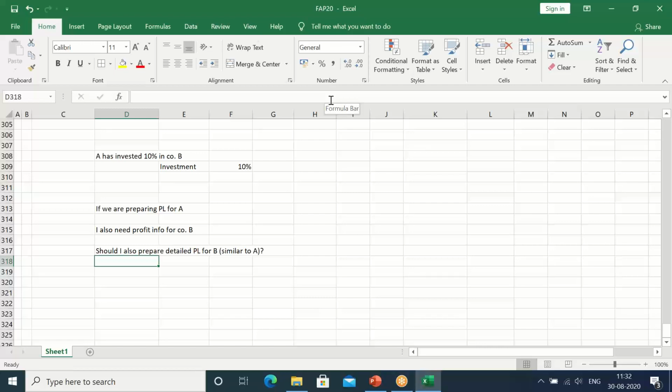So actually, can you repeat that, please? If company A has an investment in company B, do we also need to prepare the P&L for company B or not? Minority interest can be used, sir. Irrespective of the minority interest, it has nothing to do with the minority interest.